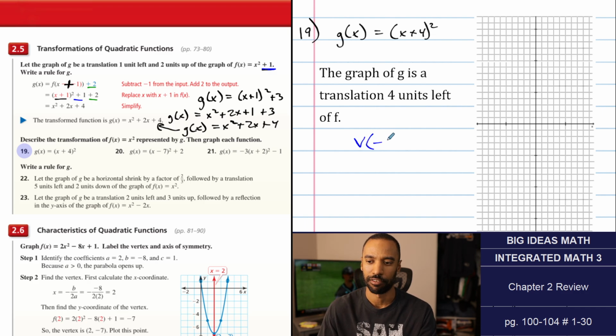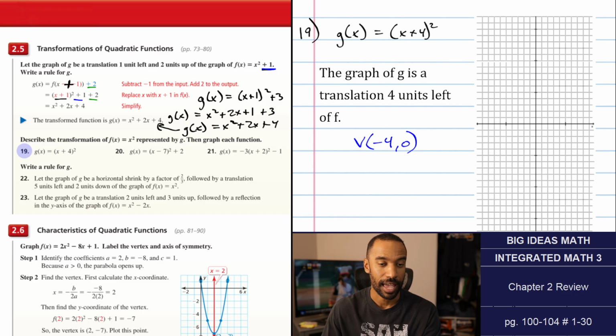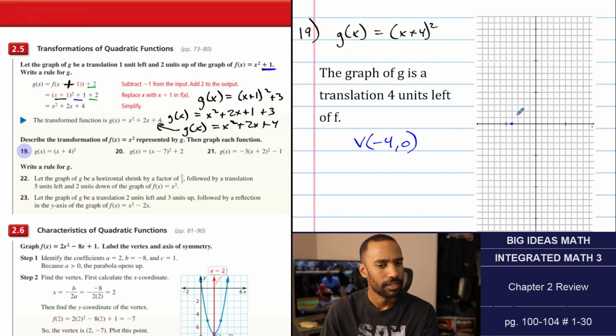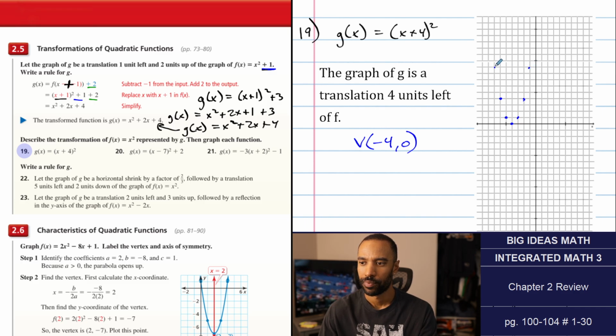The vertex is at (-4, 0). Maybe you recognize that first. Maybe you graph that first, and then you come up with the description. Either way, and they're not requiring we graph the parent function, it looks like. It says graph each function. Yeah, I'm not going to graph the parent function. I got a vertex of (-4, 0). That's the only change. Other than that, we should be going 1, 1, 2, 4, 3, 9, 4, 16 upward.